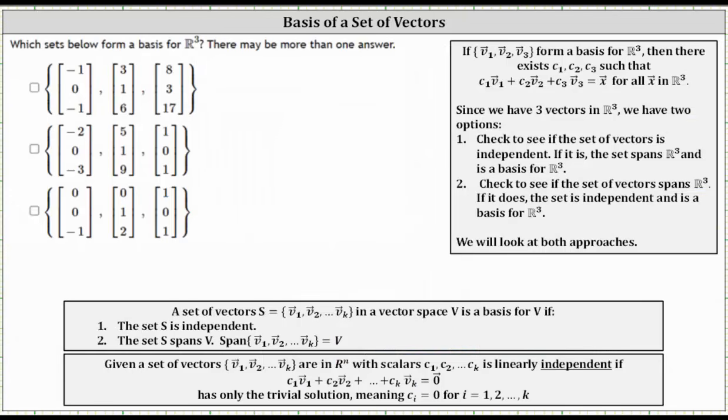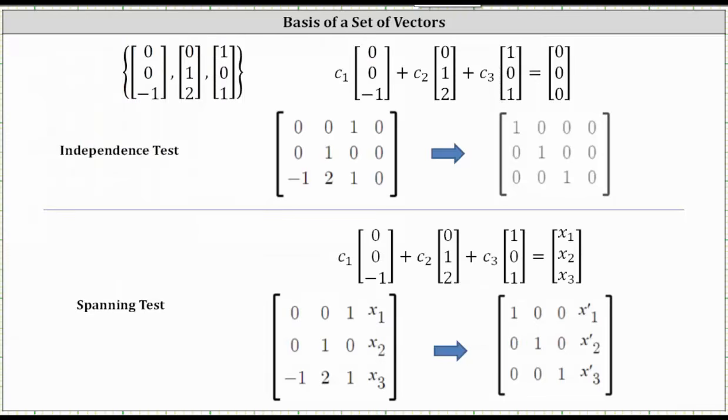So we go ahead and put a check next to the second set, which does form a basis for R3, and then we check the final set of vectors. Again, showing both tests. For the independence test, we have our linear combinations equal to the 0 vector. We have the augmented matrix, and then the augmented matrix in reduced-row echelon form.